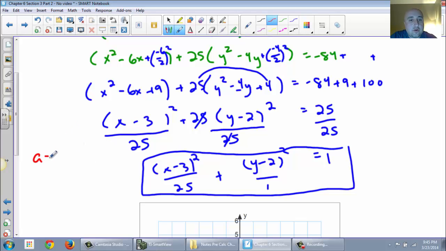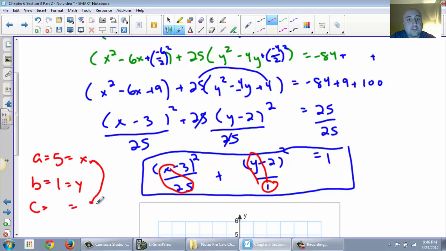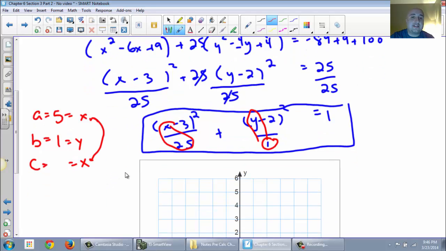Okay, so we should be able to now label everything that we know. We know a is the bigger number on the bottom, which is 25, so square root of 25 is 5, and it's underneath the x. So it's going to go on the x-axis. Little b is the smaller number, and it's underneath y. So square root of 1 is 1, and it's on the y. And then we would need to figure out c. Remember, a and c always go together, so it's going to be on the x-axis.